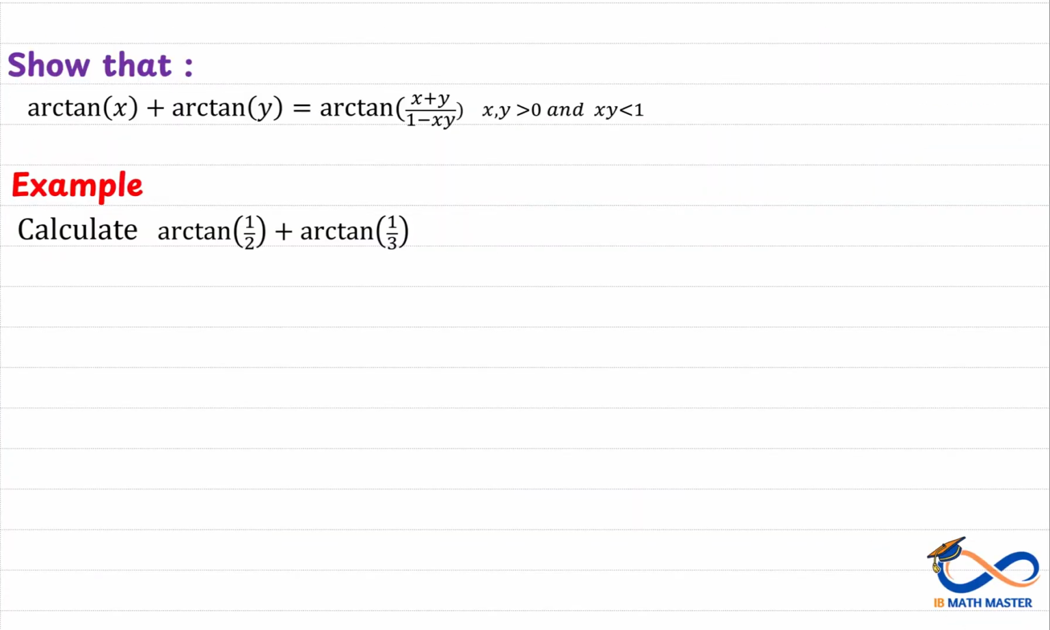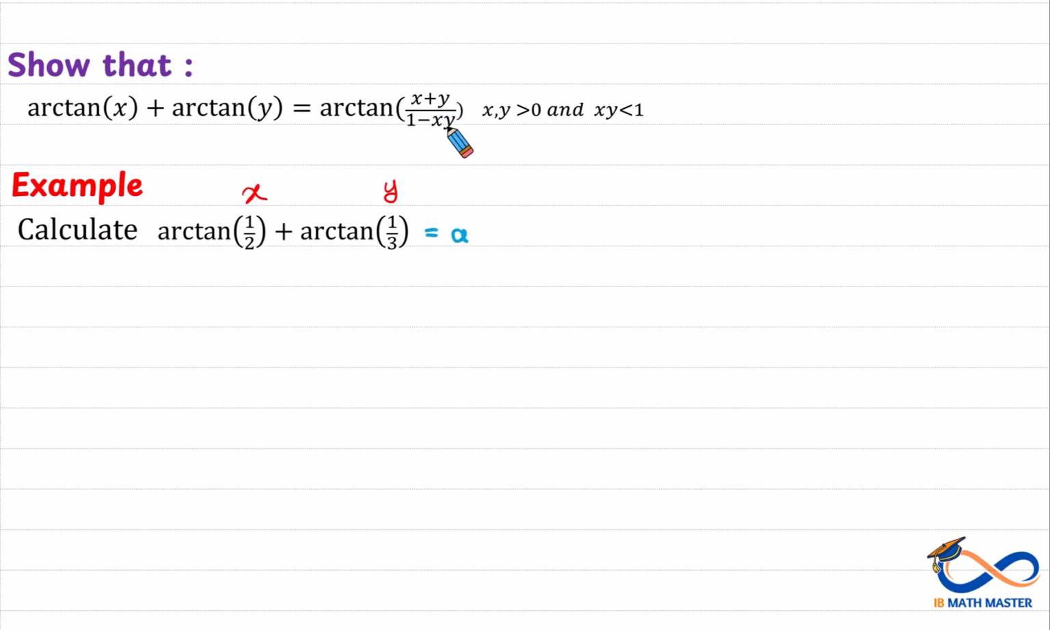Now we will have this example on what we have proved. We need to calculate arctan of half plus arctan of 1 over 3, depending on this without calculator. Here we'll assume that x is equal to half and y is equal to 1 over 3 and apply this. So we will have now here arctan of x plus y over 1 minus x times y.